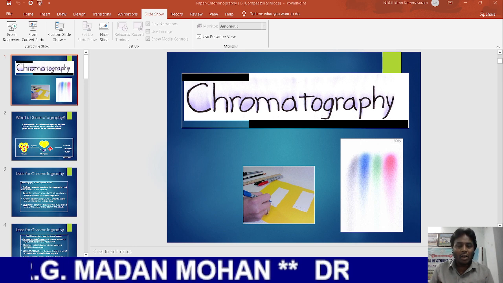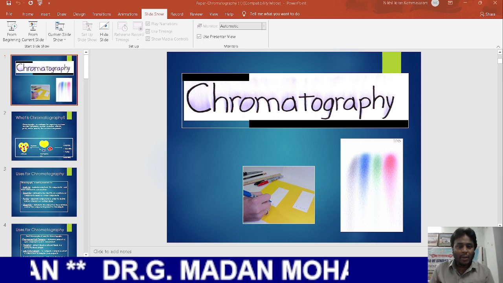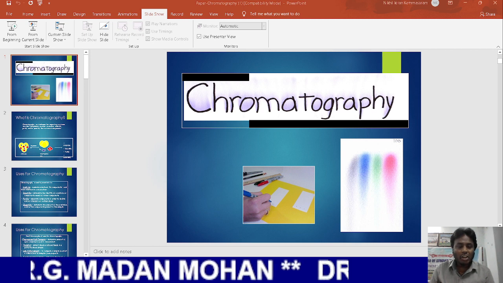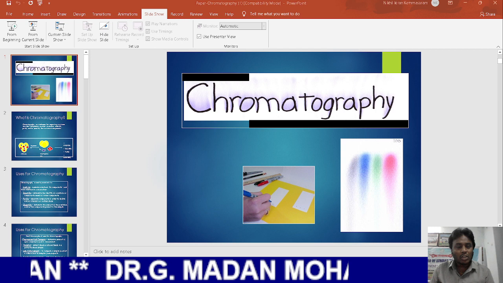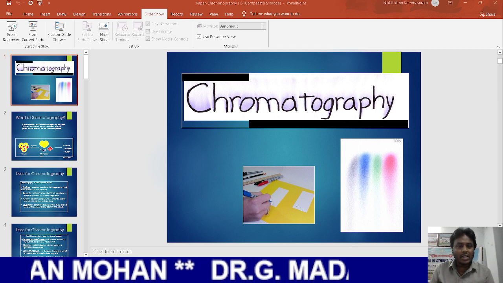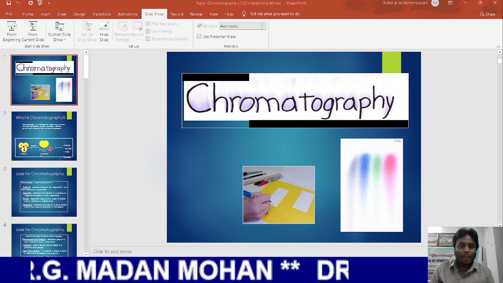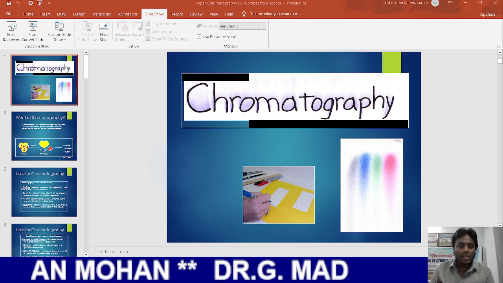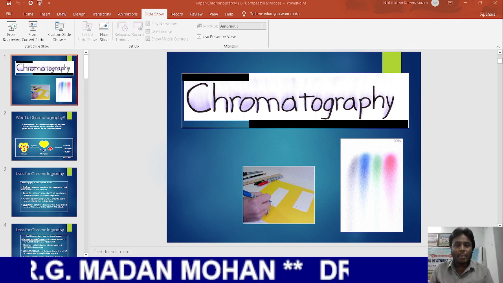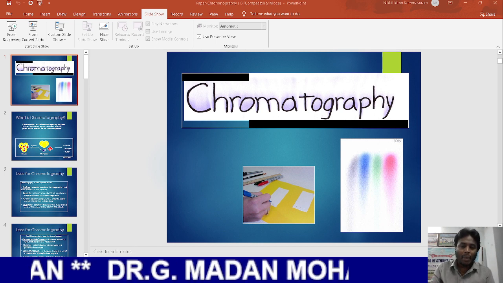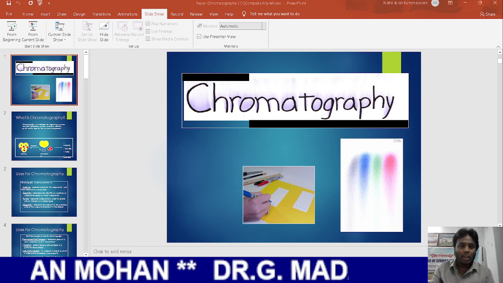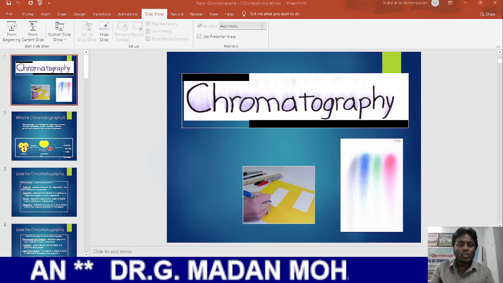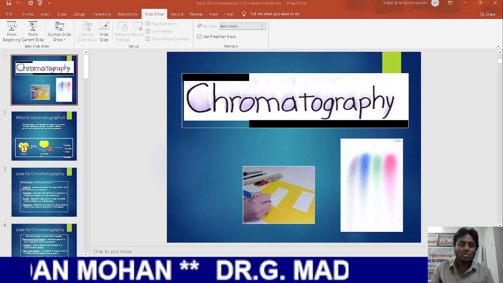In paper chromatography, paper is a supporting medium, the liquid is the stationary phase, and the solvent, which is also a liquid, is the moving phase. Hence it comes under partition chromatography. Paper chromatography is of three types: ascending paper chromatography, descending paper chromatography, and radial paper chromatography. The paper that we use in paper chromatography is Whatman No. 1 grade filter paper, which contains a high amount of cellulose.